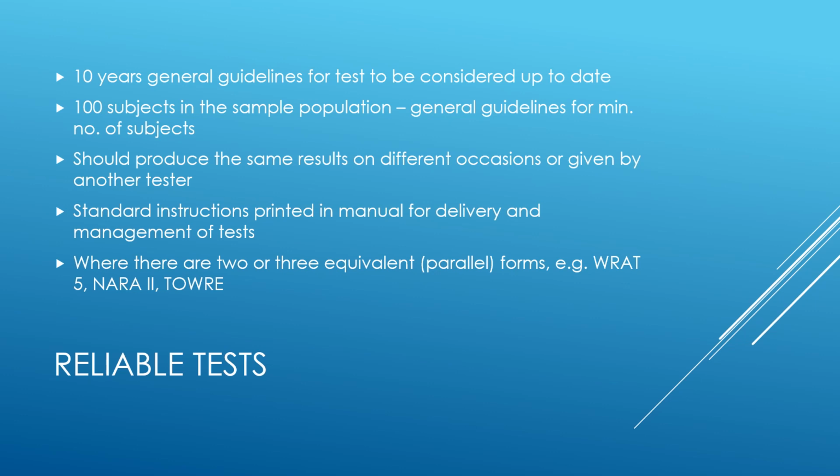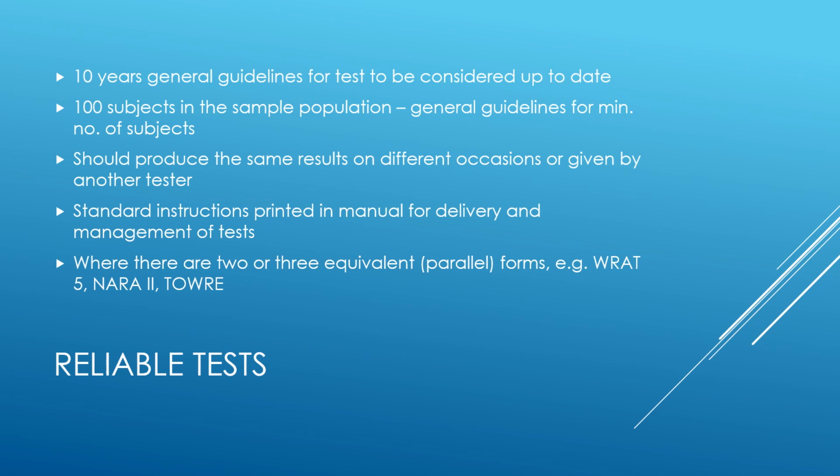We need it to be able to represent the norm. It should produce the same results on different occasions. So that's called test-retest, and we should be able to do the same test and it would give very similar or the same results, and that's when it's been delivered by a different tester. So we should be looking at testing these tests. They should be consistent in what they're showing us.